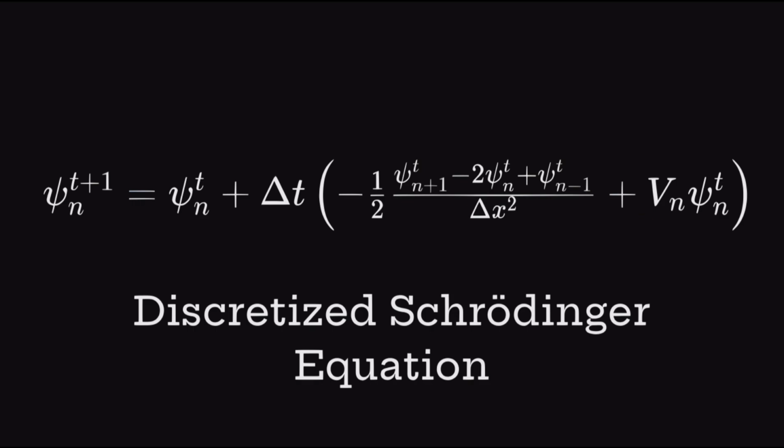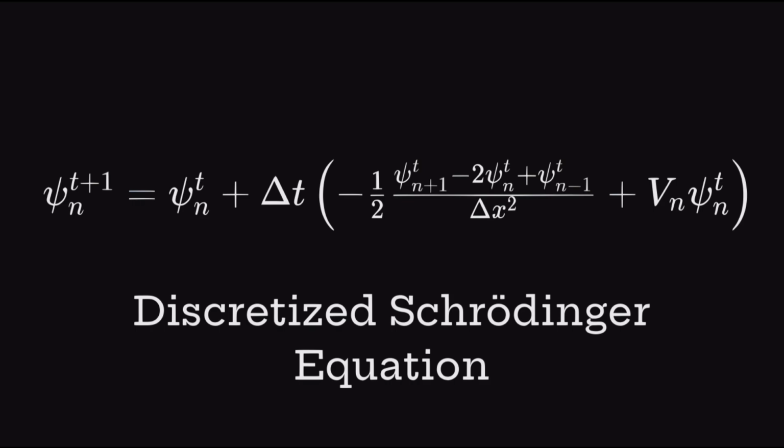Vn is the potential energy at position n, representing the environment's effect on the particle. Psi n at t is the wave function at the current position and time. This term, Vn times psi n at t, accounts for the potential energy, like the effect of the infinite walls in a potential well. This discretized version of the Schrödinger equation is what makes simulations possible.